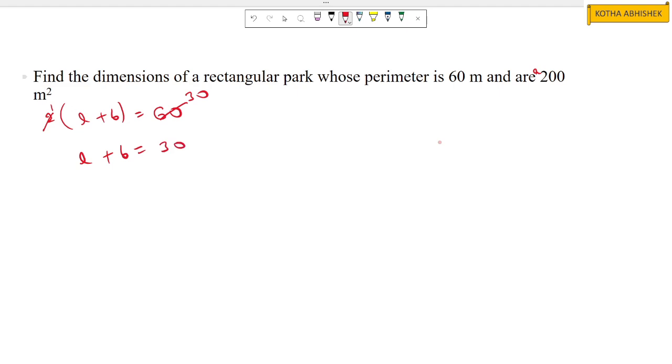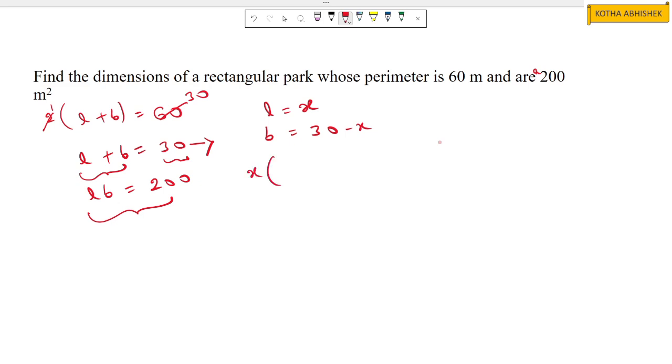Next, area is given as 200, right? So area is nothing but length into breadth. So L into B is 200. Now here the sum of length and breadth is given as 30, right? So what I will do is, length is unknown, so I am taking it as x. Then what will be the breadth? The sum of length and breadth is 30. Length I took as x, then breadth will be 30 minus x. Here I have length into breadth, that is area, right? Area is 200, length is x and breadth is 30 minus x. So x into (30 minus x), that is length into breadth, equals area 200.